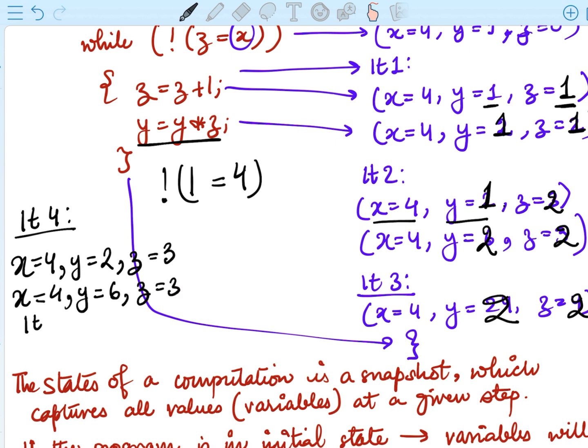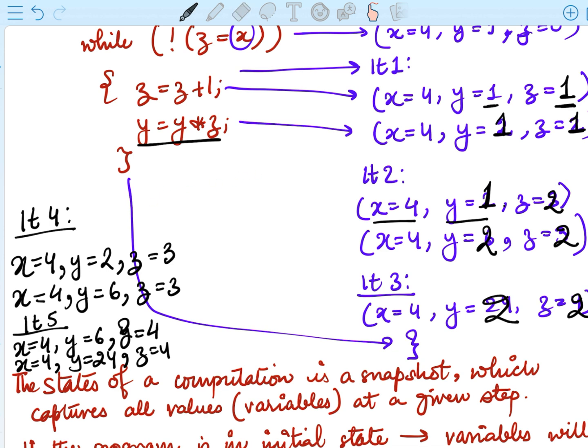Then we have another loop body here. What is the value of z? 3. Still not 4, so we go to another iteration. X equals 4, y equals 6, z equals 4. Then x equals 4, y equals 24 and z equals 4. Now the z value is 4 and if we check the loop, it will be 4 equals 4 and it should not be equal. That is why we will have false.